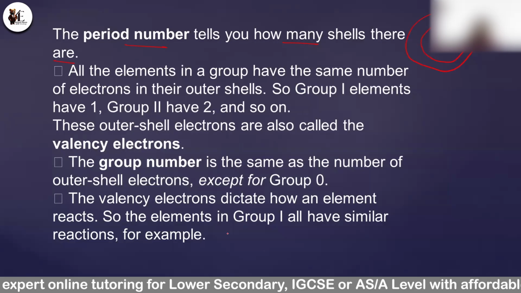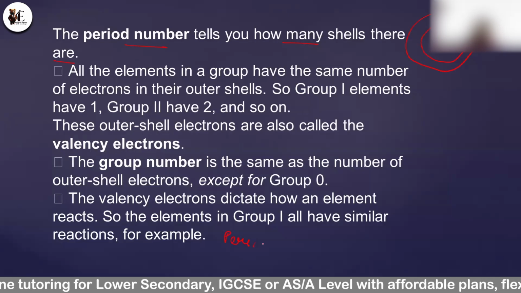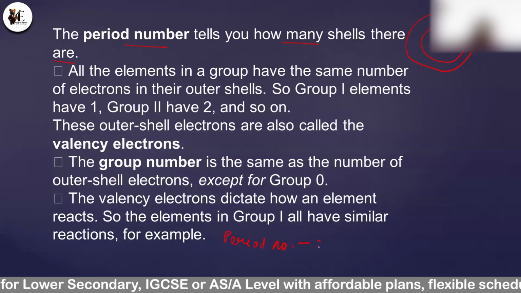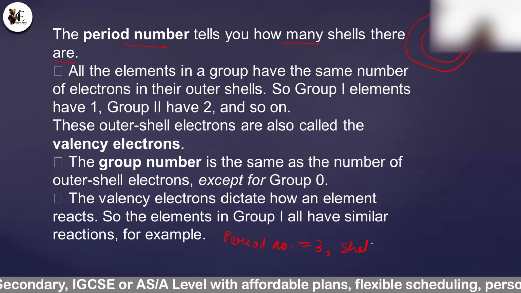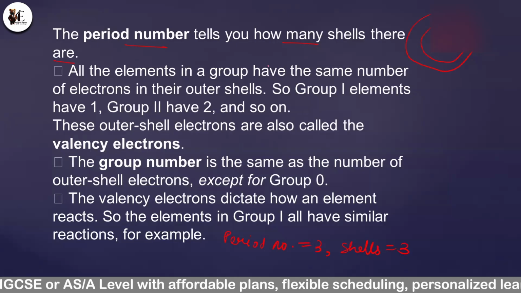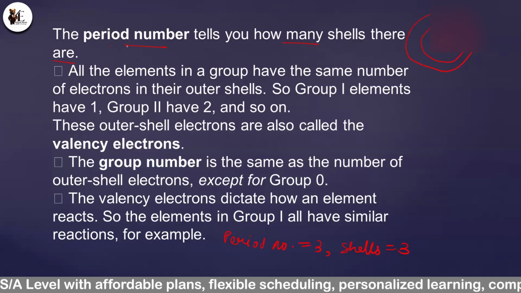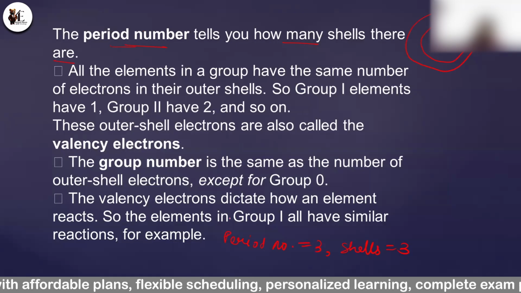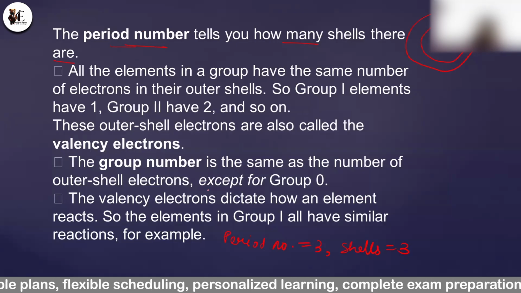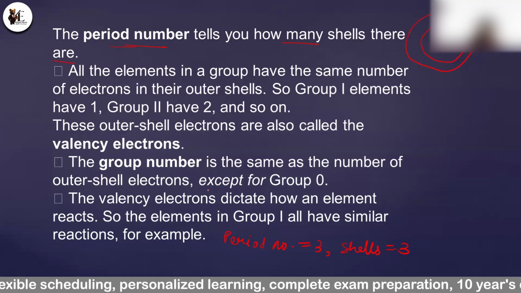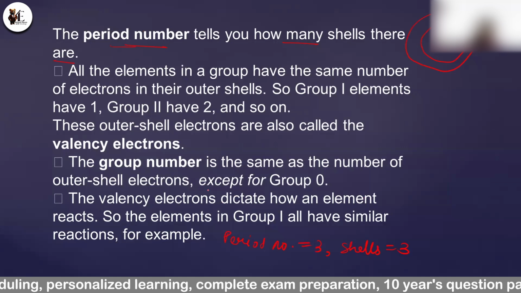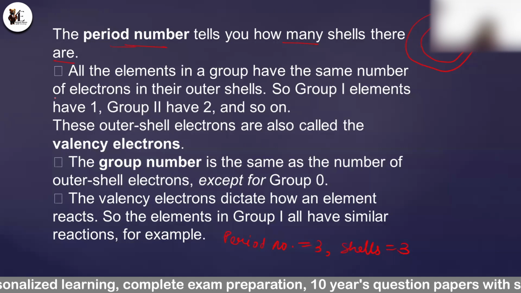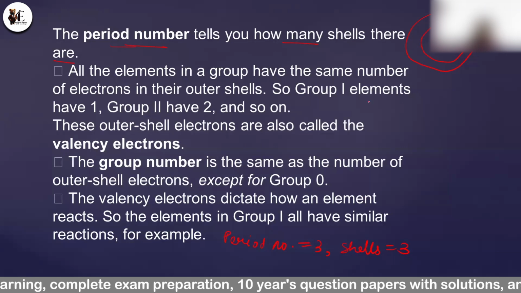If I ask you that my period number is 3, then how many shells are there? 3. It is written that period number is equal to shell number. So note it down in your notebook that period number is equal to shell number. If period number is 3, shells are 3. Period number 2, shells are 2. And this is the thing about periods.